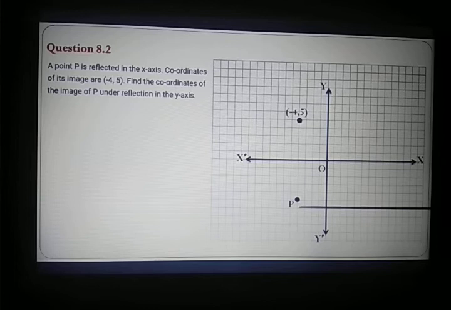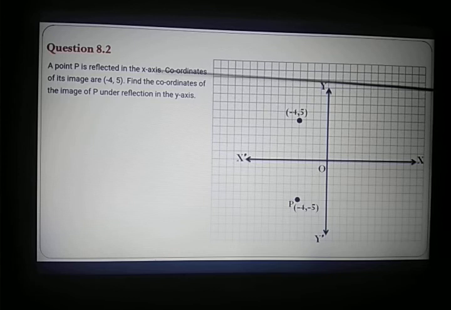Now let us see what the coordinate of this is. Obviously since it is reflected along the x-axis, your x direction won't change, only the y direction will change. So it will be minus 4, and this 5 becomes minus 5. So the coordinate of P is minus 4, 5.